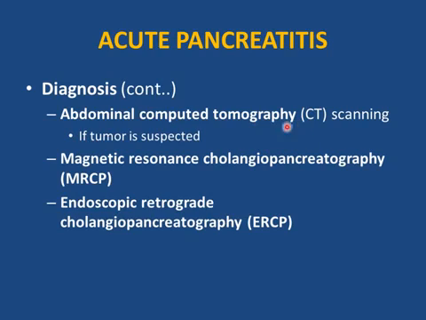Abdominal CT scan if a tumor is suspected, but the initial study in children is abdominal ultrasonography. MRCP and ERCP for detailed diagnosis, but ERCP is more invasive.